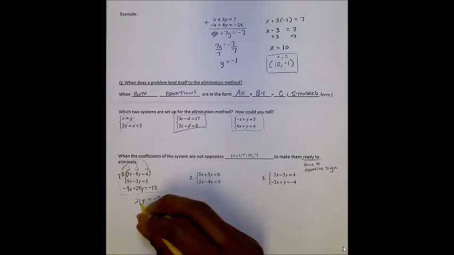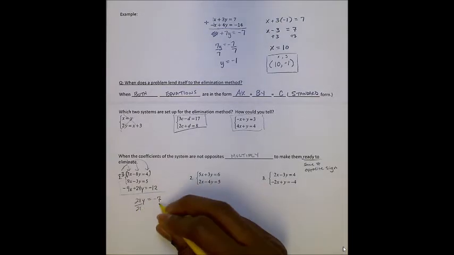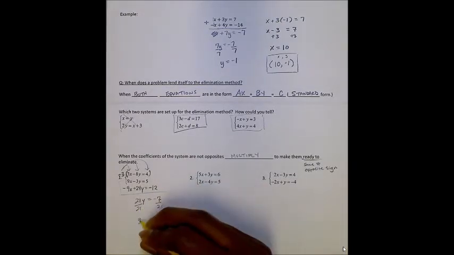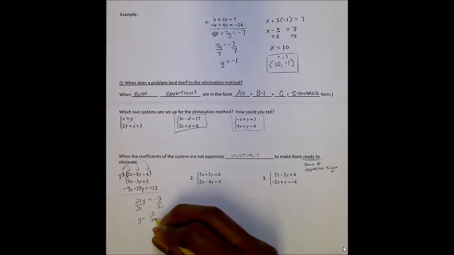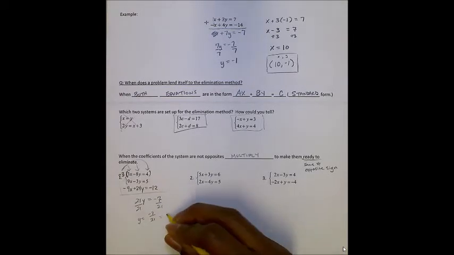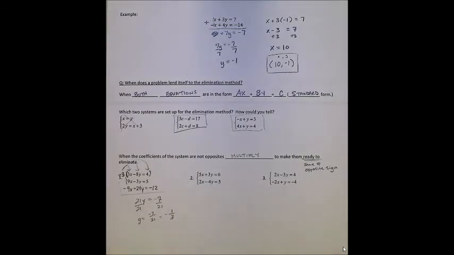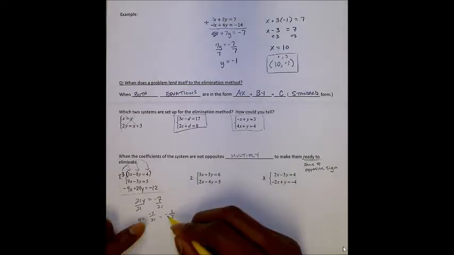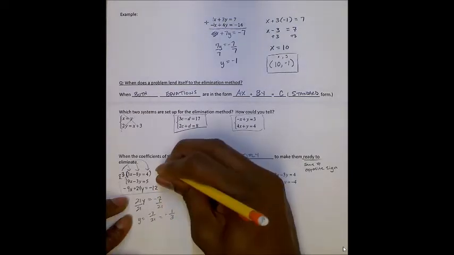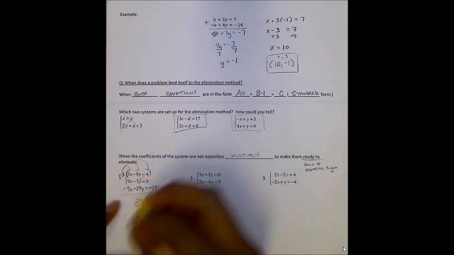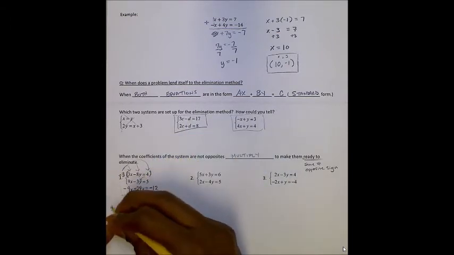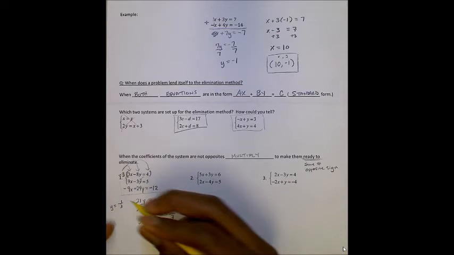And now I can solve for y. I'll divide both sides by 21, and y will give me negative 7 over 21, or negative 1/3. Which might not be the exact number that you wanted, but now that we know that y is negative 1/3, I can plug that into this equation. I'll write that over here. Okay, y is negative 1/3.